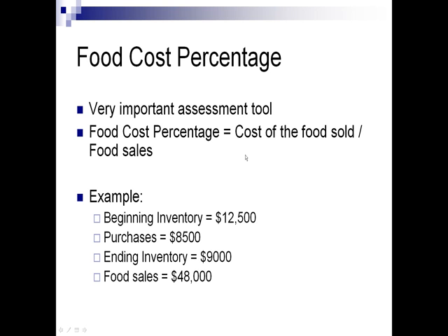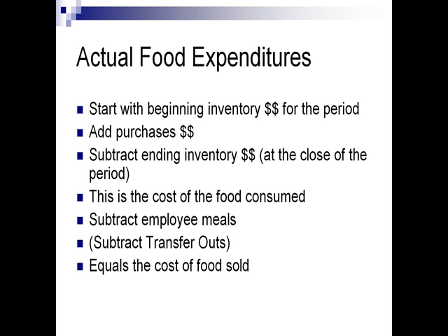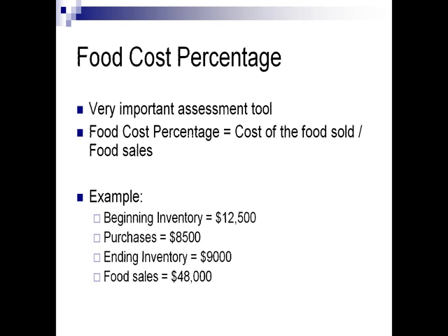But food cost percentage is very simple. We take the cost of the food sold, and essentially that's what we're figuring out here. We start with the beginning, we add our purchases, we subtract out what's left over. So we take the cost of the food sold divided by food sales. So a little example: we started our period with $12,500 in inventory. We purchased $8,500, and our ending inventory value was $9,000, and for that period we sold $48,000.